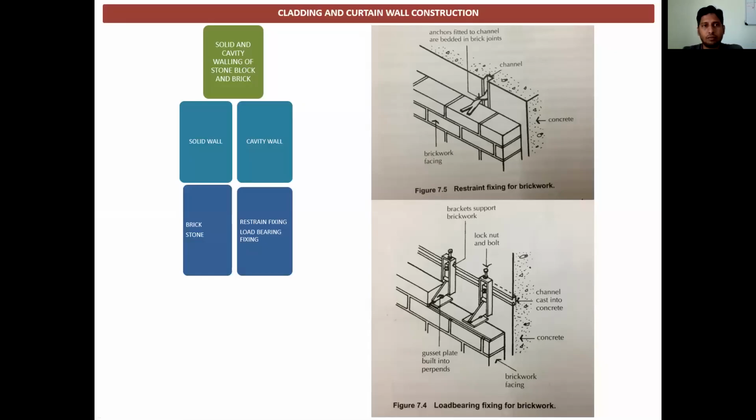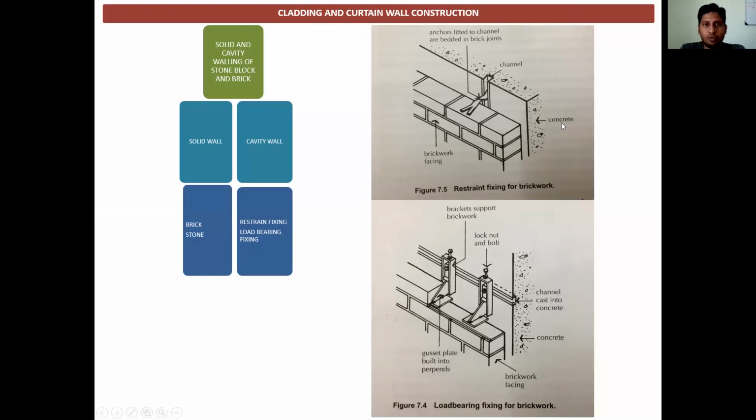Previously, we covered the topic of solid and cavity walling of stone, block and bricks, with the solid wall method and the cavity wall method. We explored the materials, that is brick and stone, and the fixing methods, that is restraint fixing and load bearing fixing. Some technical diagrams have already been shared with you.